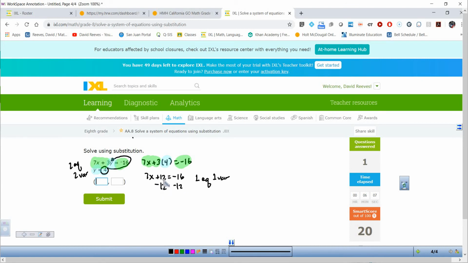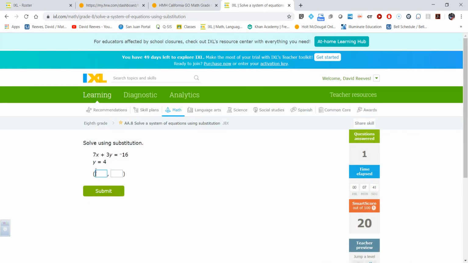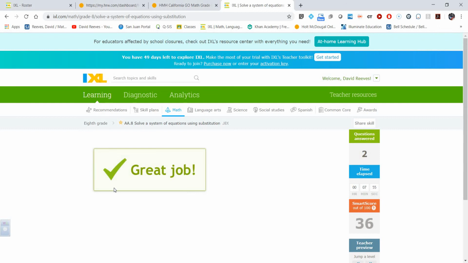The opposite or inverse of adding 12 is going to be subtracting 12. 7x equals -28. I divide by 7, and I get x is what? -4, right? So I can go over here and remembering to put it in the right spot, we found x is -4. Then normally I'd have to go back and find out what y is, but guess what? They already told me what y is. Y is 4 in the bottom equation, which means y was 4 in the top equation, and we got it.